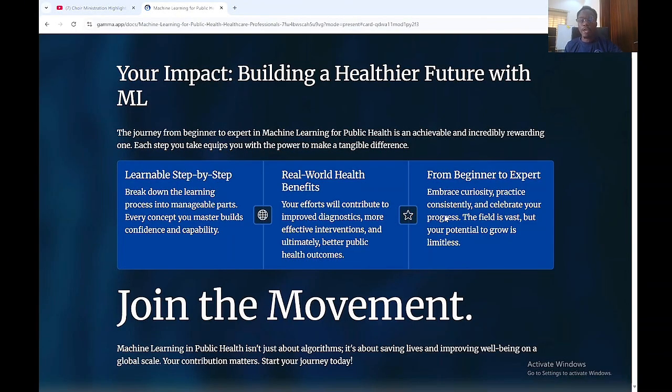From beginner to expert, I encourage you to embrace curiosity, practice consistently, and celebrate your progress. The field is very vast, I will let you know that, but your potential to grow is limitless. So join the movement. Machine learning in public health isn't about algorithms. It's about saving lives and improving well-being on a global scale. So I want to enjoin you that your contribution is one that really matters.